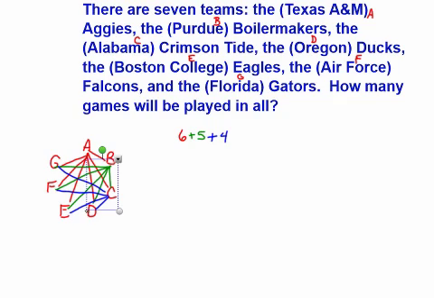Okay, and let's go. Team D is going to play E, F, and G. So that's plus 3. And E is going to play F and G. And then we have one last team. F and G will play. And there's nothing else that we have to do. And so we're going to add those up. So 6 plus 5 plus 4 plus 3 plus 2 plus 1 is 21 games.